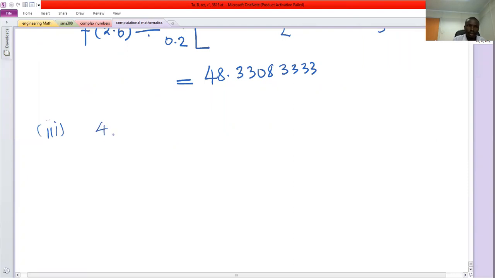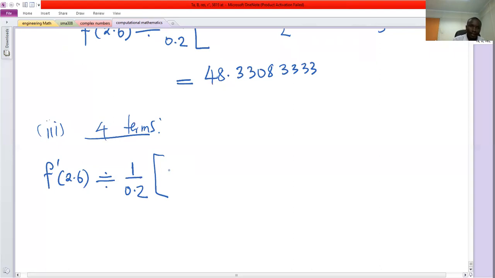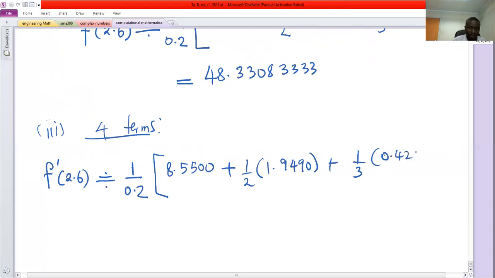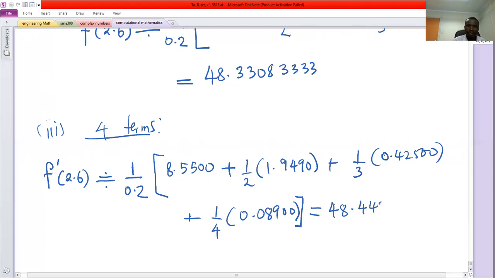Number 3, first 4 terms implies that the derivative of 2.6 will be approximately 1 over 0.2 into 8.5500 plus a half into 1.9490 plus a third into 0.42500 plus 1 over 4 into 0.08900. And when you work out this one, your answer should be 48.4420 83333.